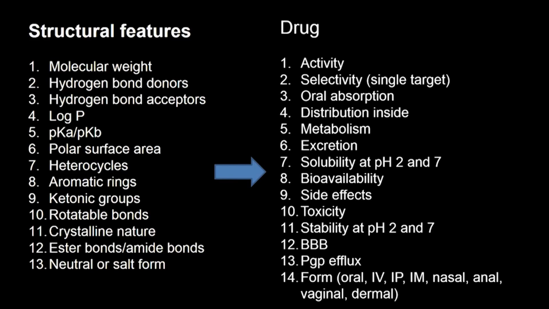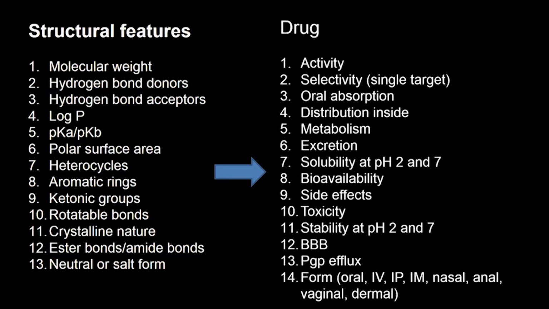How many rotatable bonds? Once you have rotatable bonds, the drug is very flexible, so it can easily fit into an active site. Crystalline nature, whether it is crystalline or not. With too much crystallinity, the drug will not be soluble. If it is amorphous, it is soluble. How many ester bonds are there? Amide bonds, because ester bonds can easily degrade with esterases, amidases. If these enzymes are present in the body, the drug can get metabolized. Is it a neutral or salt form?